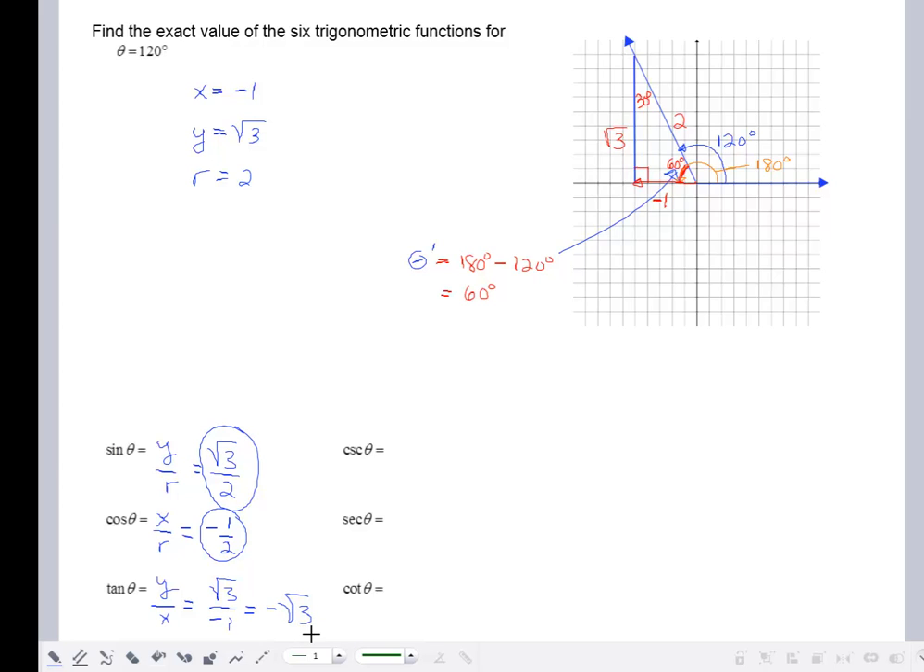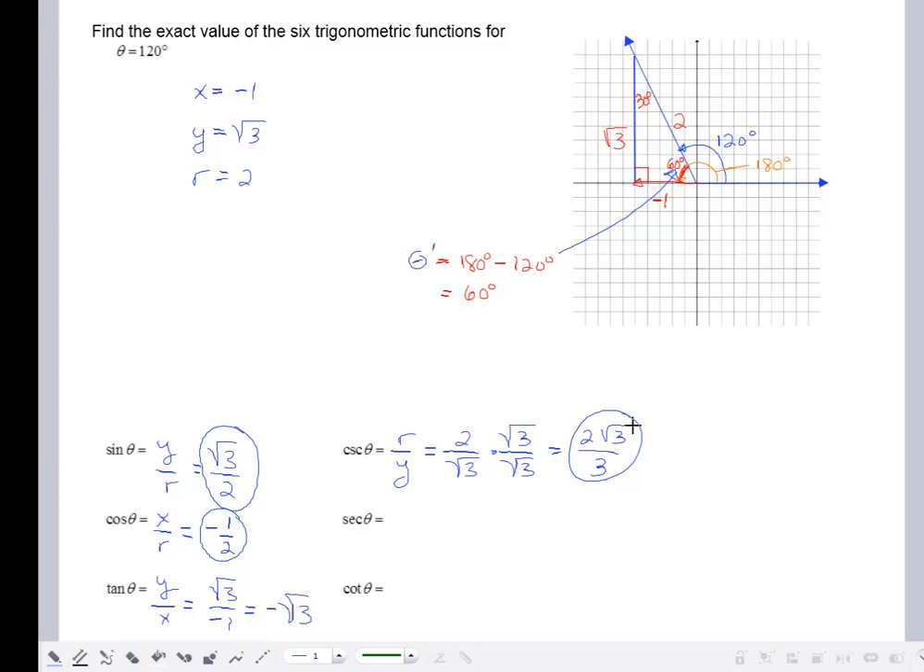Now remember that the second three trig functions are reciprocals of the first. So the cosecant is the reciprocal of sine. So it would be r divided by y, which is 2 divided by the square root of 3. Now we don't leave radicals in the denominator, so we have to rationalize by multiplying by the square root of 3 divided by square root of 3, which equals 2 square roots of 3 divided by 3.